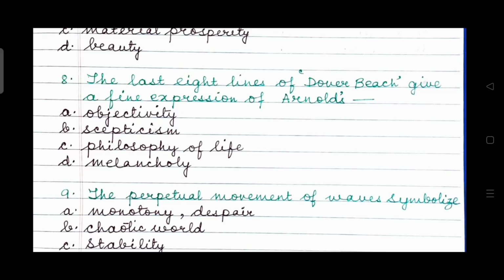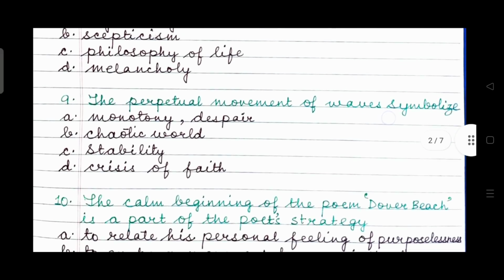Next, question 9. The perpetual movement of waves symbolize monotony, despair, chaotic world, stability, crisis of faith. Yes, there is crisis of faith in the Victorian Age. It is indeed a chaotic world, but the perpetual movement of waves symbolize, the right answer is option A, monotony and despair. The most appropriate response is option A.